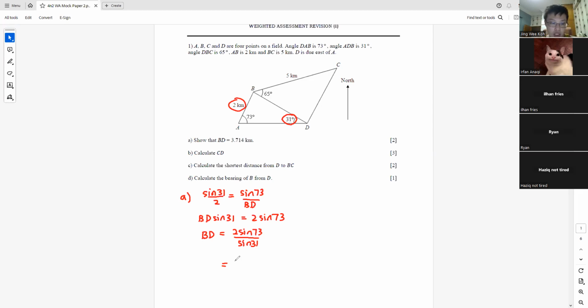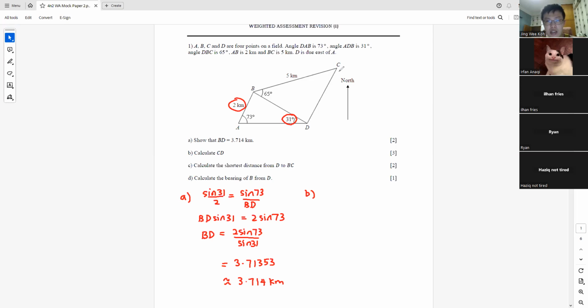So we should get 3.71353. Okay, we need to round to 3 significant figures. So round it off to this: 3.714. Yeah. Okay. Part B.